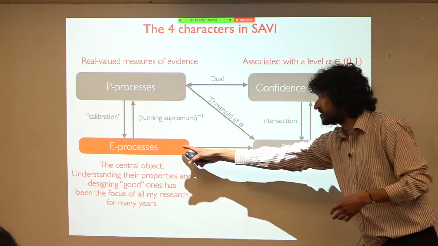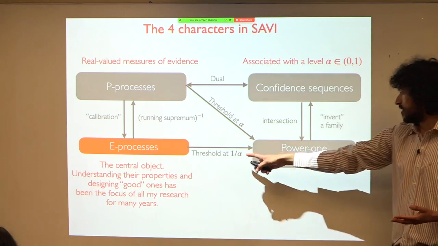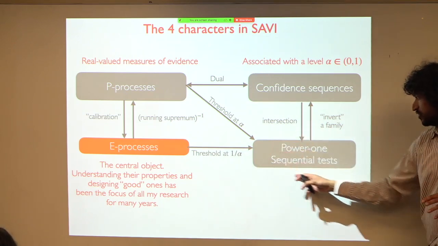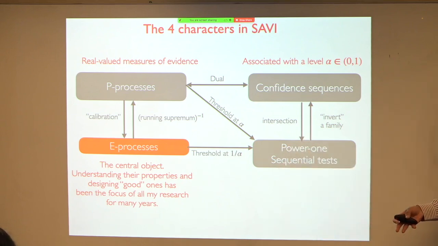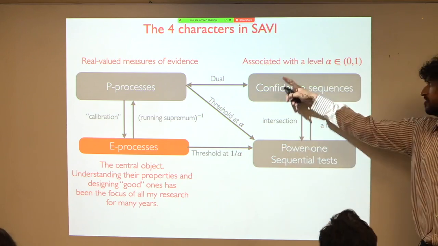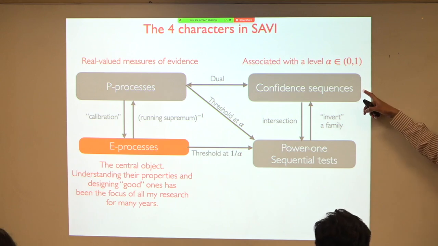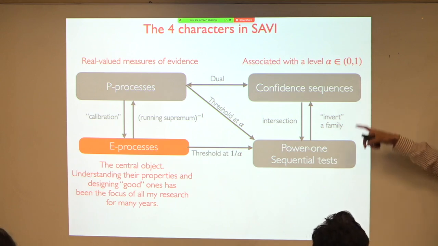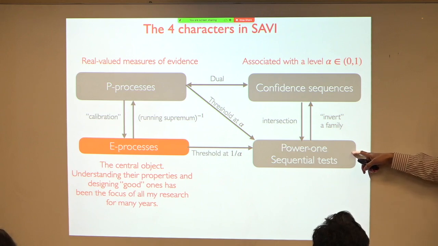If I give you an E process, if you threshold at the level 1 over alpha, you get a level alpha sequential test. If I give you a family of level alpha sequential tests, you can invert it to get confidence sequences, and we saw that this morning when we did the betting framework. We wanted a confidence sequence for the mean. We really constructed a family of sequential tests by betting, and then we inverted that family.